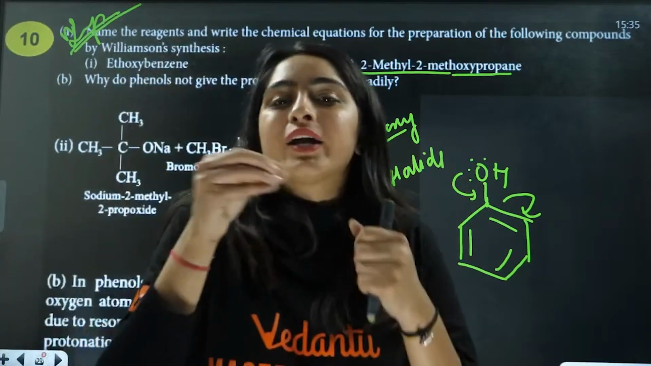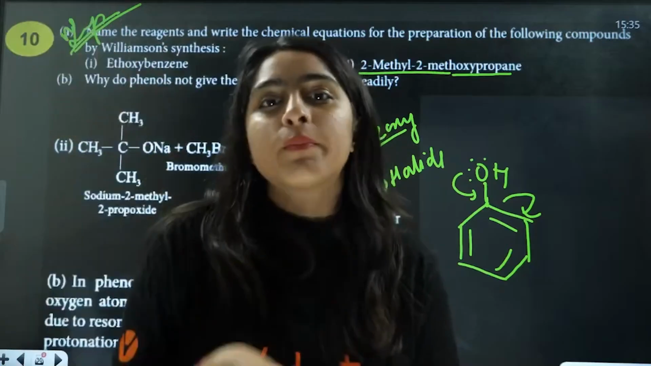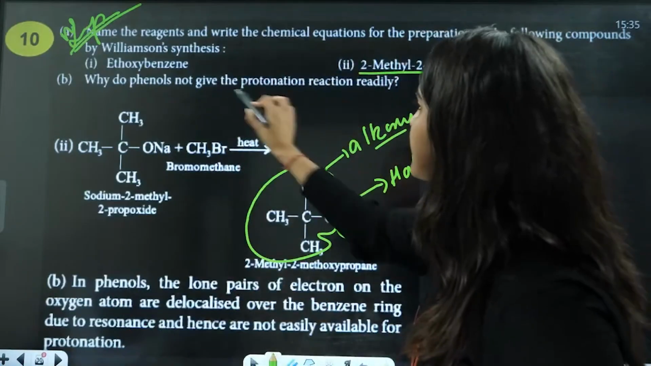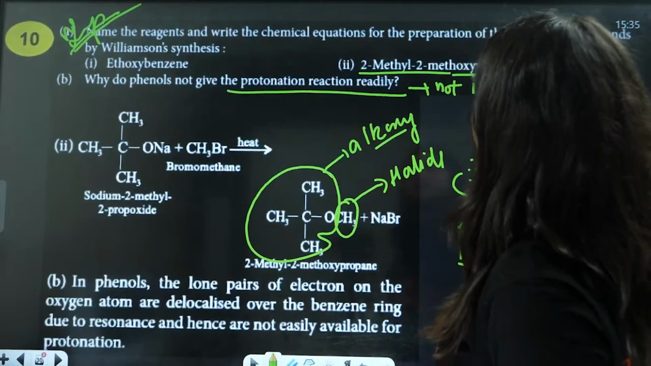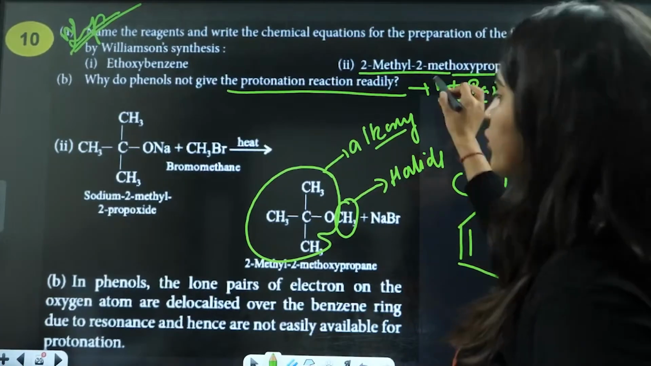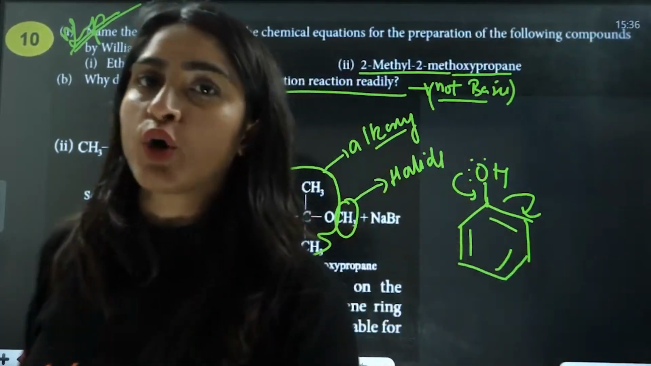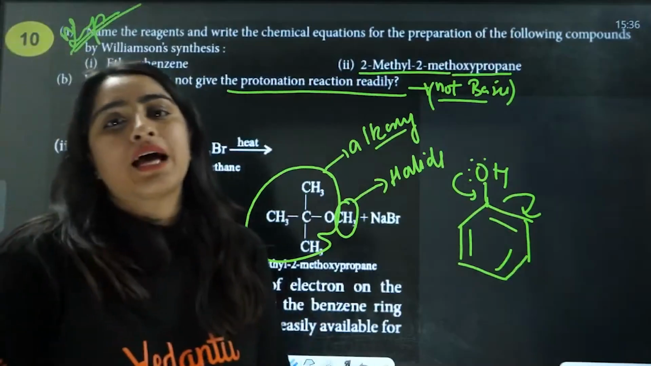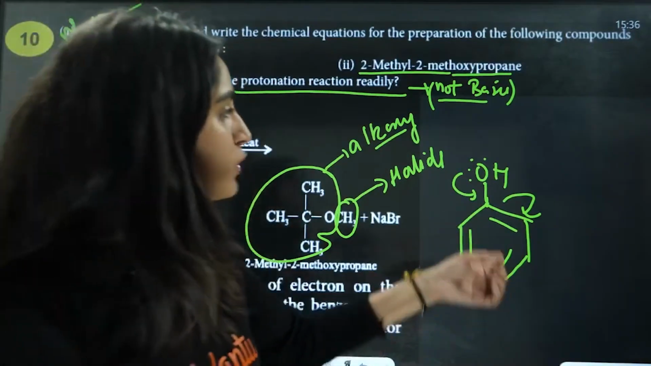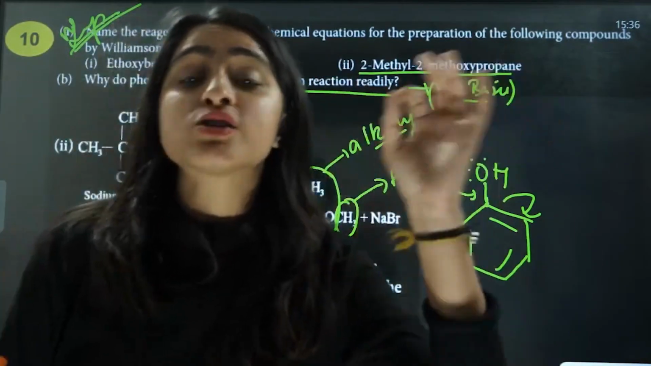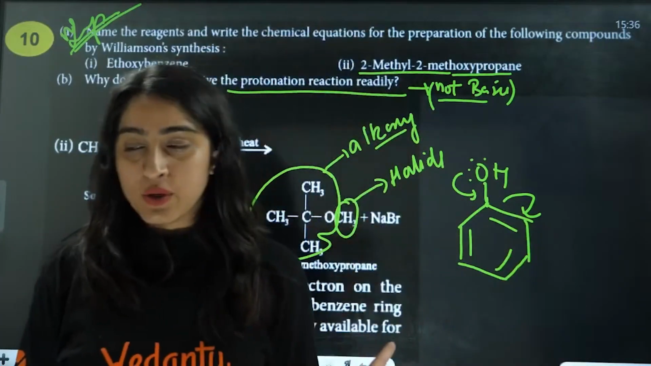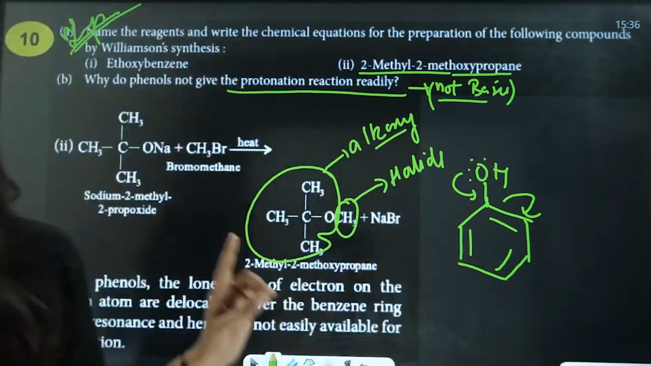If lone pairs are not available, that is going to decrease the basicity. Basically, they are asking why it is not basic. Protonation means why it is not accepting the proton, why it is not behaving as a good base, even though it has two lone pairs, because these lone pairs are involved in the resonance here. Understood this?